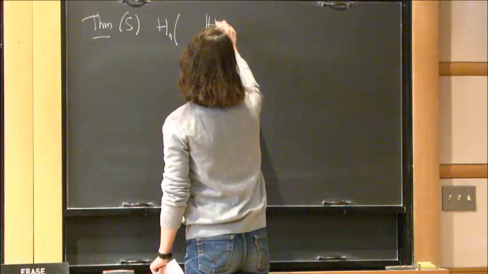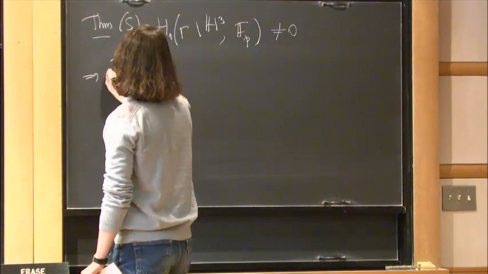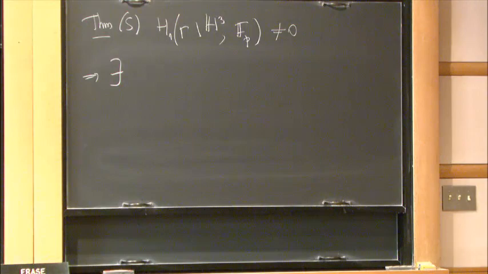the mod P homology is non-zero for some group gamma. I mean, it's a very weak form, which is probably trivial in the way I stated it. But I will refine it so that there's really content to it.